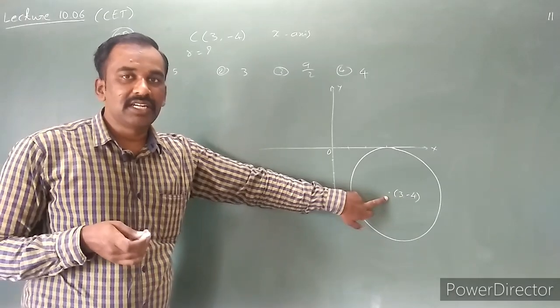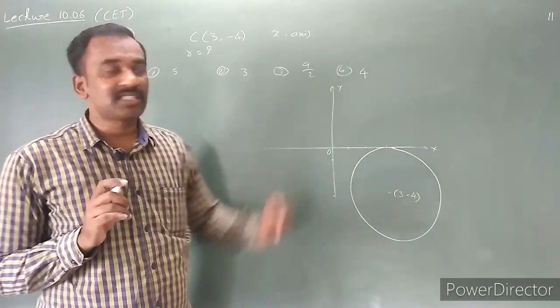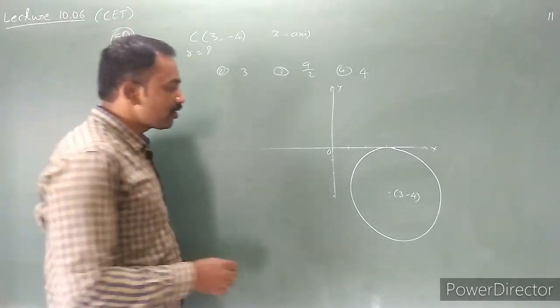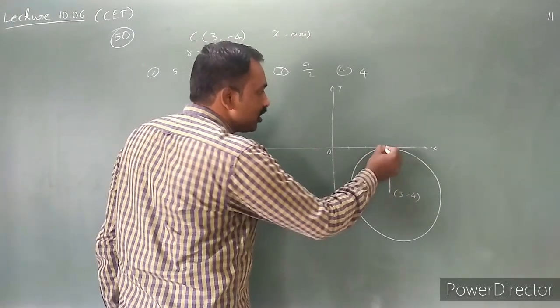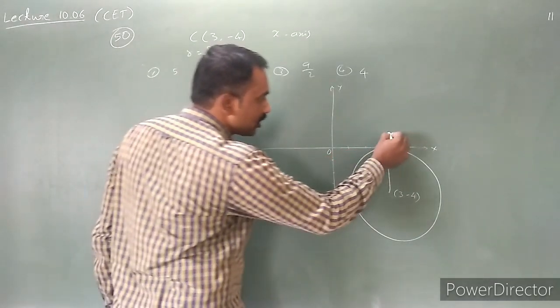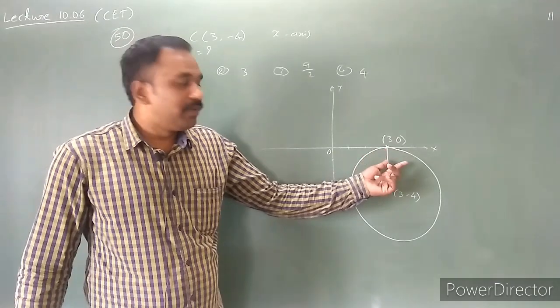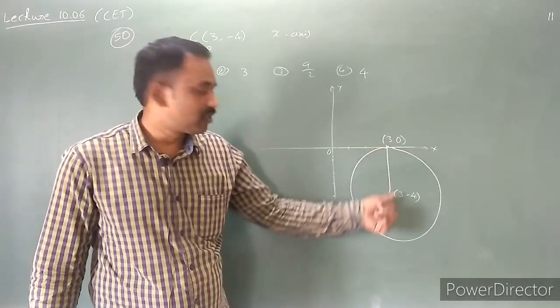Circle having the center at 3, minus 4 touches the x-axis. Then what is the radius of the circle? Now we are required to find the radius. How to find the radius? Touches the x-axis means where it touches the x-axis. What is the coordinate of this one? 1, 2, 3. Can I write it as 3, 0? The circle touches the x-axis at the point 3, 0.